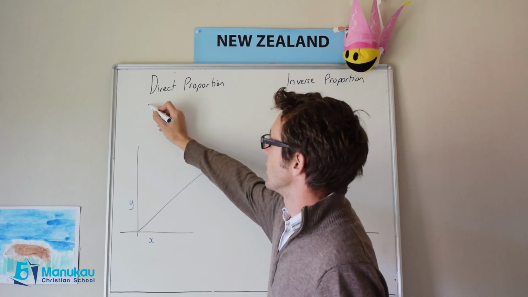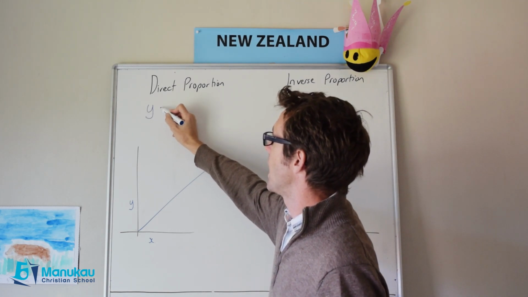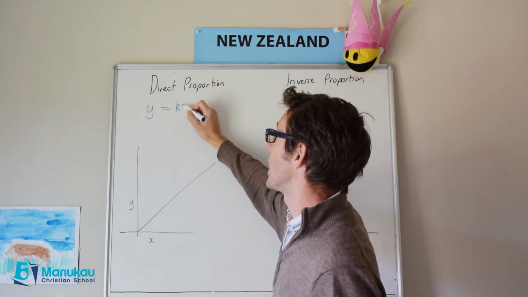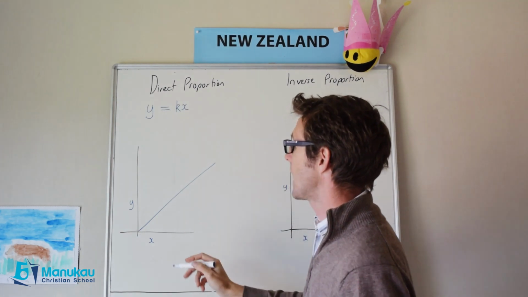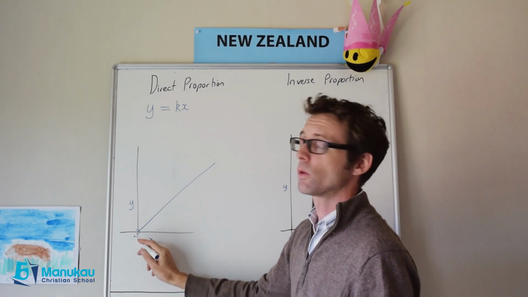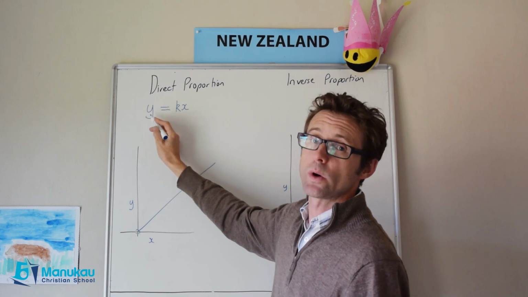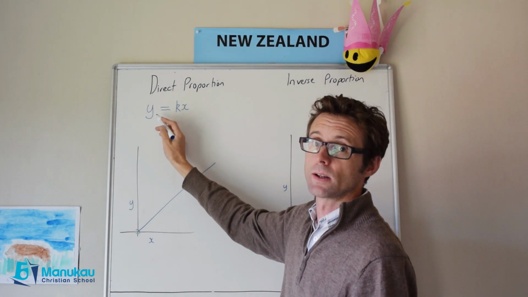So the way we write this is y is equal to a constant k multiplied by x. Okay, and it will cross at 0, 0. So this is the formula that you need to be aware of for direct proportion.